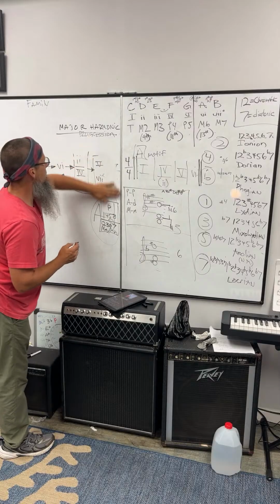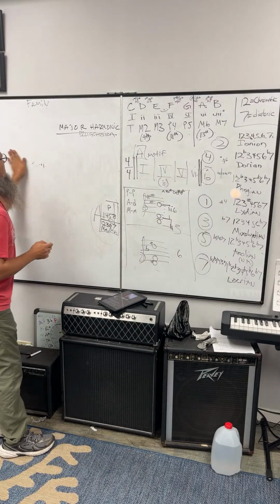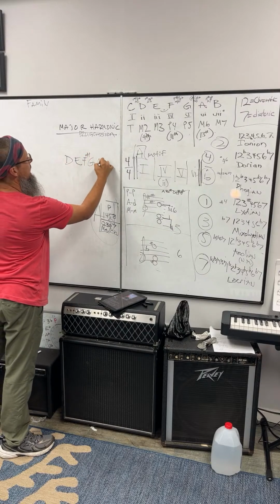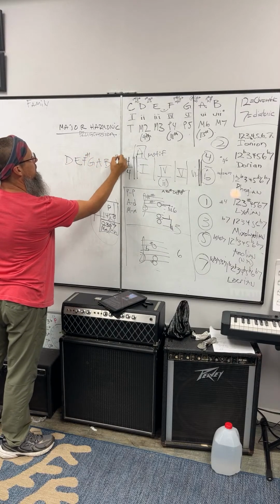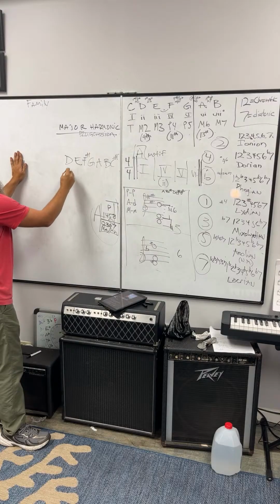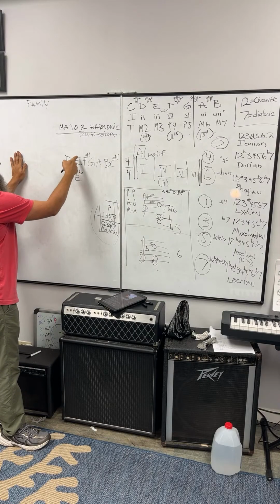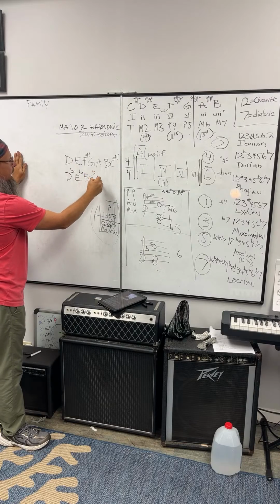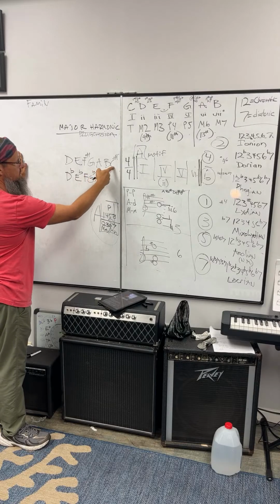If we had D major, we would have D, E, F sharp, G, A, B, and C sharp. When we flatten the D, we get D flat. Flatten the E, we get E flat. Flatten the F sharp, we get an F natural. We would have a G flat, A flat, B flat, and then a C natural.